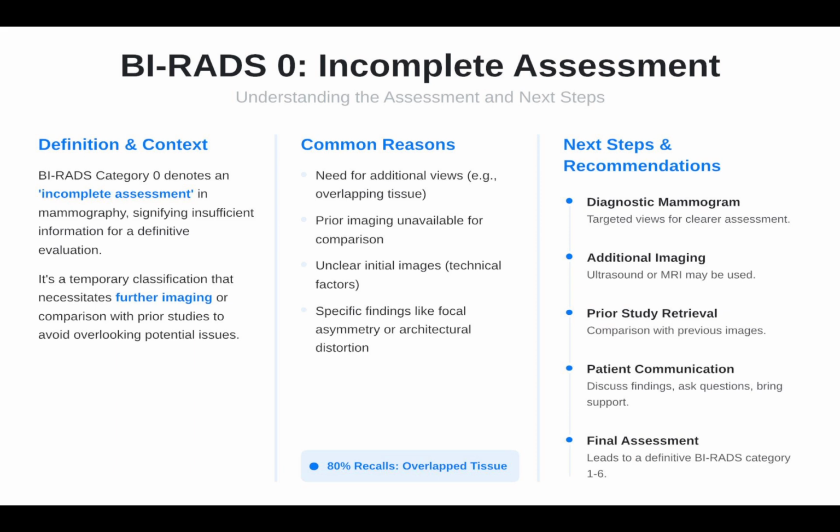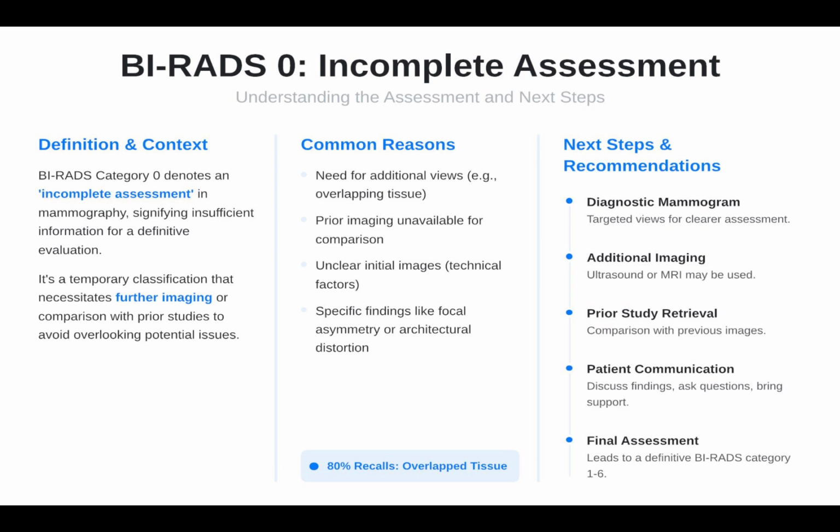It could be due to technical factors such as suboptimal image quality, dense breast tissue obscuring a potential lesion, or the need for additional specialized views like magnification views or spot compression. Often, it is assigned when a finding on a screening mammogram requires further workup, such as a diagnostic mammogram or an ultrasound, for a clearer evaluation. Comparison with prior examinations might also be unavailable or insufficient.